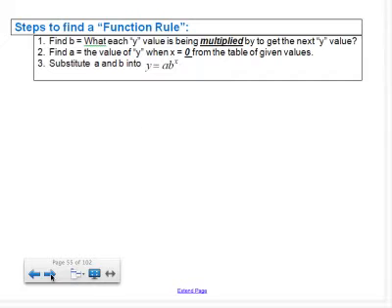So, steps for finding a function rule for an exponential function. First of all, find b. What is each y value being multiplied by to get the next consecutive y value? That's the key word there, next consecutive, because sometimes we'll give you a table and the values are not consecutive. So you have to make sure that there are consecutive y values. Step 2 is find a. A is essentially the starting point, the initial value. In other words, it's the value of y when x is 0. So when x is 0, what is y? That is what you'll plug in for a. And then finally, you just substitute a and b into the equation.